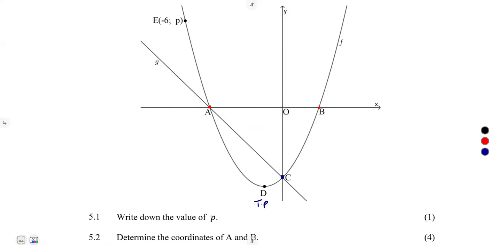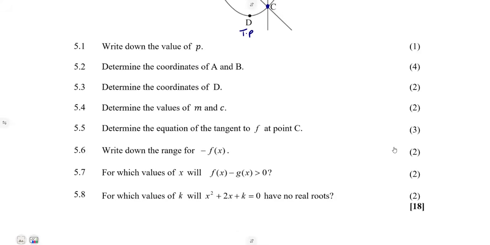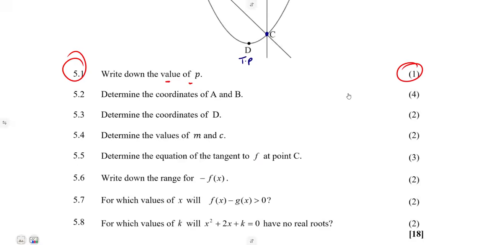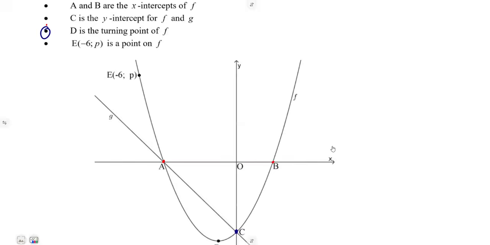So that was our information. Let us see how we can attempt this question. That was the whole of our question number 5, 18 marks from that diagram that we are given. Let us try to figure it out. 5.1, write down the value of p. That is 1 mark. P is actually found from our f of x.